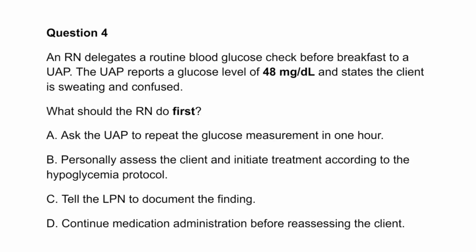A. Ask the UAP to repeat the glucose measurement in 1 hour. B. Personally assess the client and initiate treatment according to the hypoglycemia protocol. C. Tell the LPN to document the finding. D. Continue medication administration before reassessing the client.